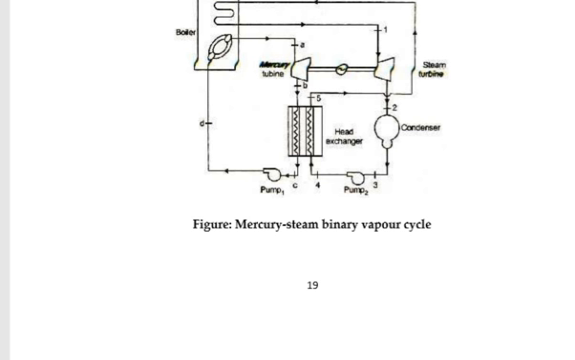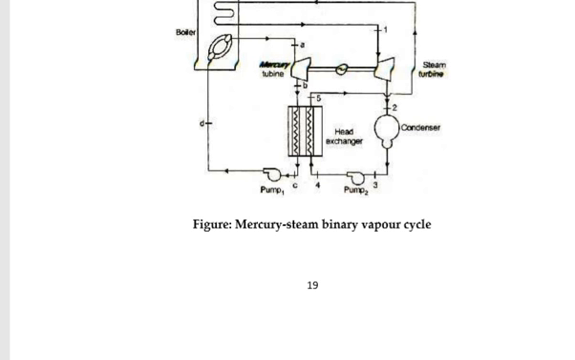In this cycle, two working fluids are used. This is the mercury-steam binary vapor cycle. In this case, this is the boiler section. This is the mercury turbine, this is the steam turbine, and this is the heat exchanger. This is the condenser, and this is the pump. So we'll discuss the working principle of the binary vapor cycle.